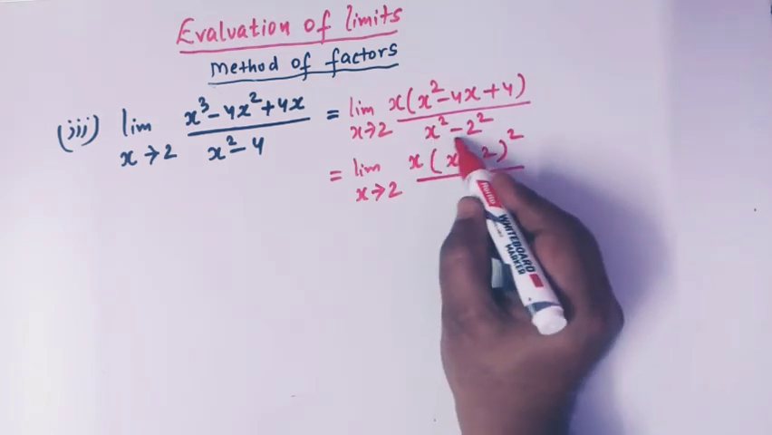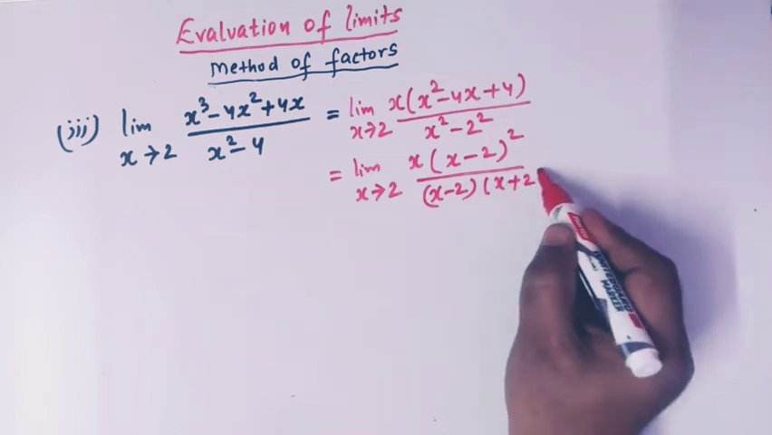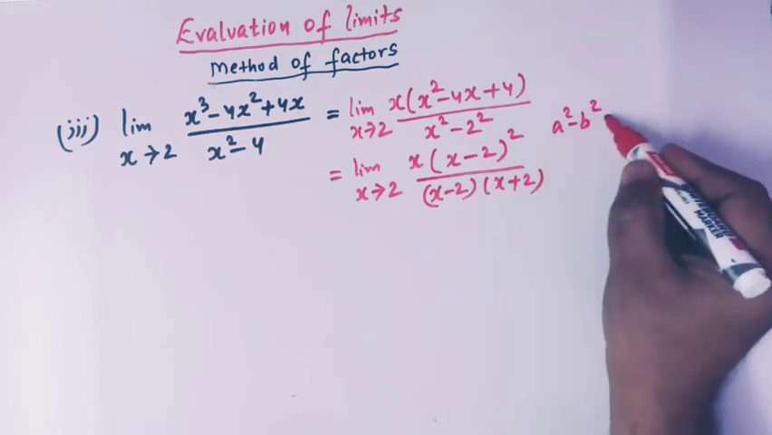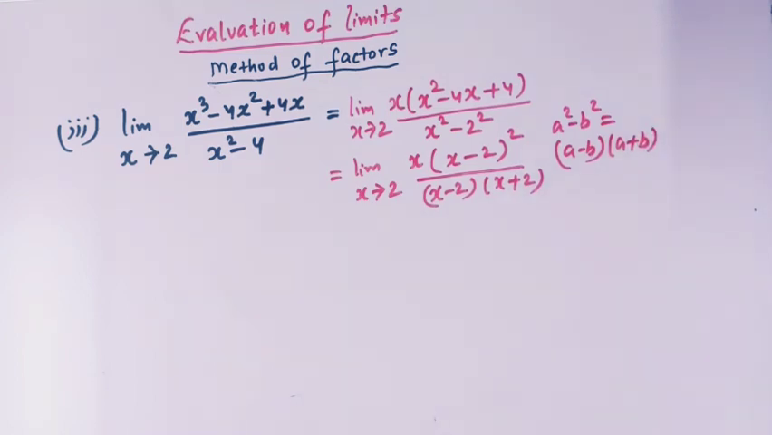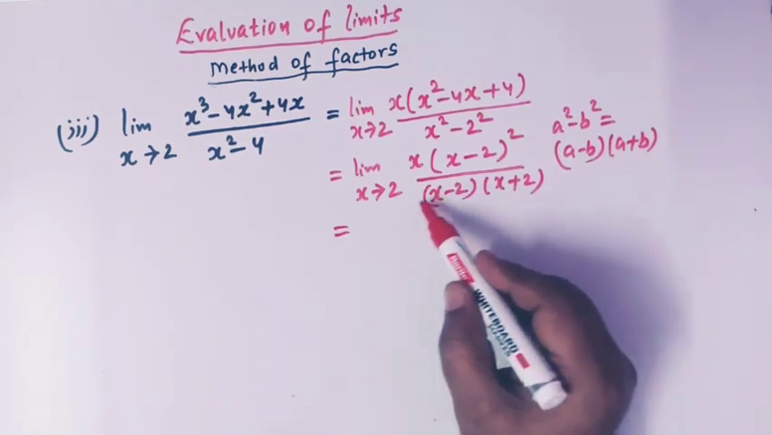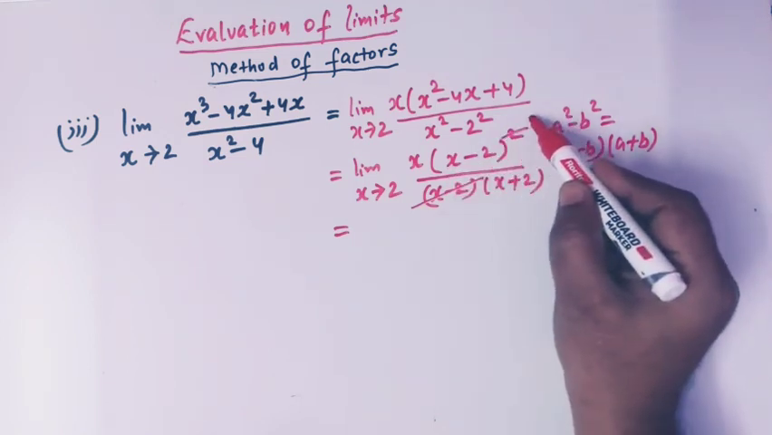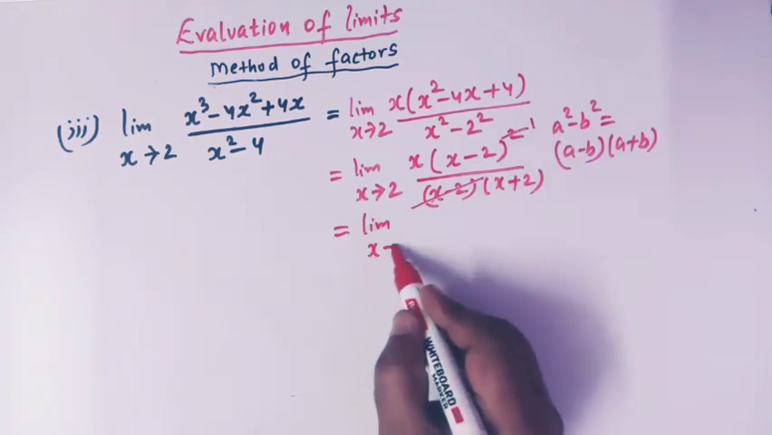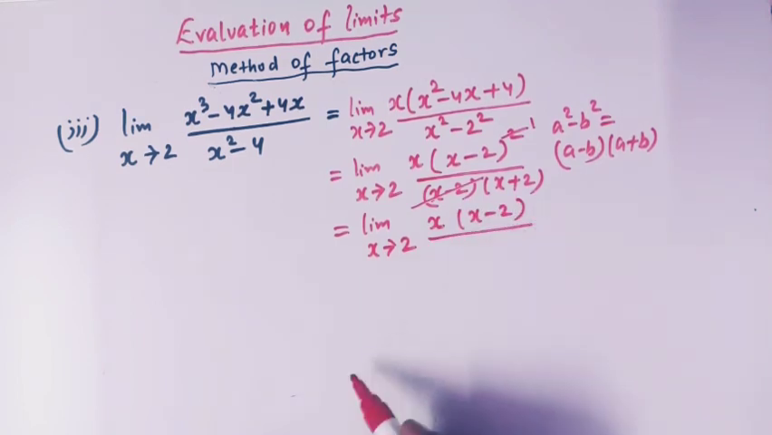And x square minus 2 square can be written as x minus 2 times x plus 2. Here we have used the identity a square minus b square is (a minus b)(a plus b), right? So now here we see that x minus 2 and x minus 2 get cancelled, so we have only one power of x minus 2 here. So this is limit x tends to 2, x times (x minus 2) divided by (x plus 2), right?